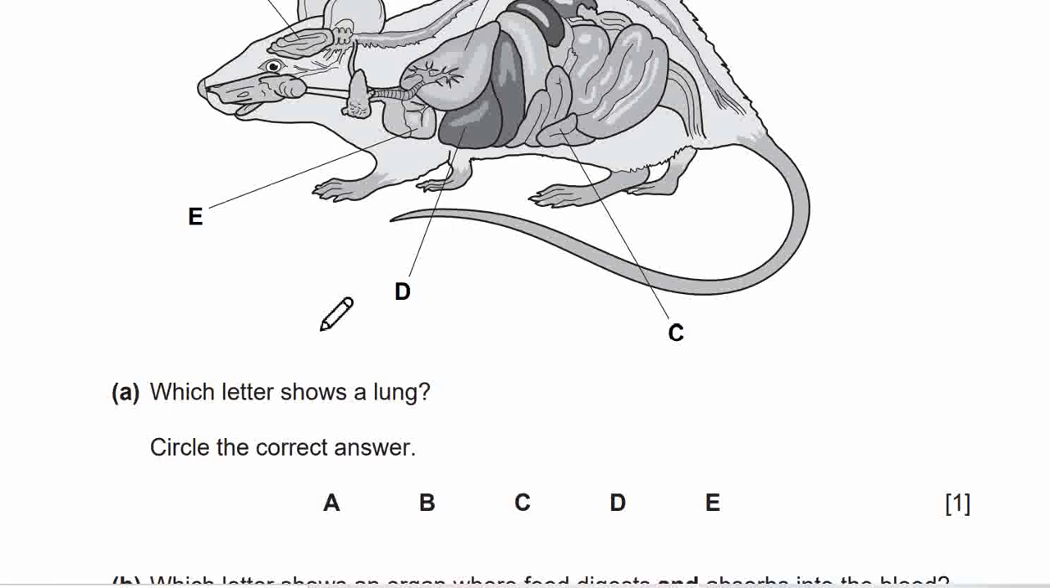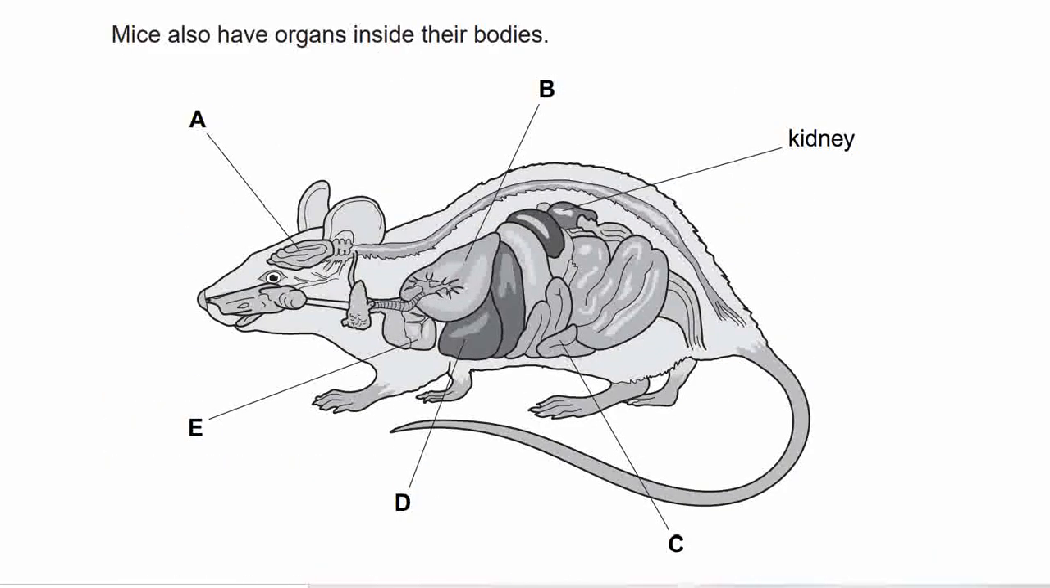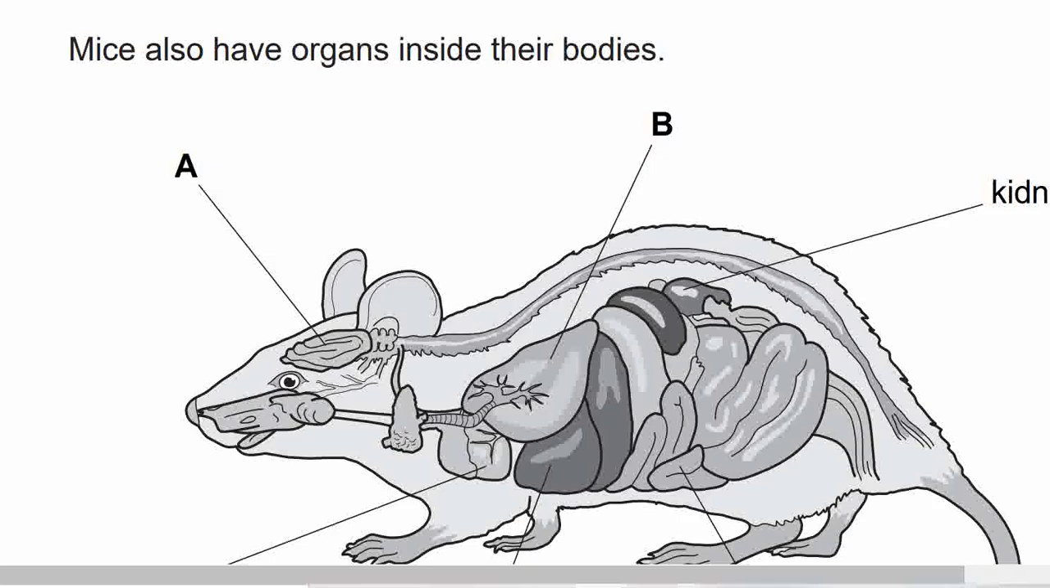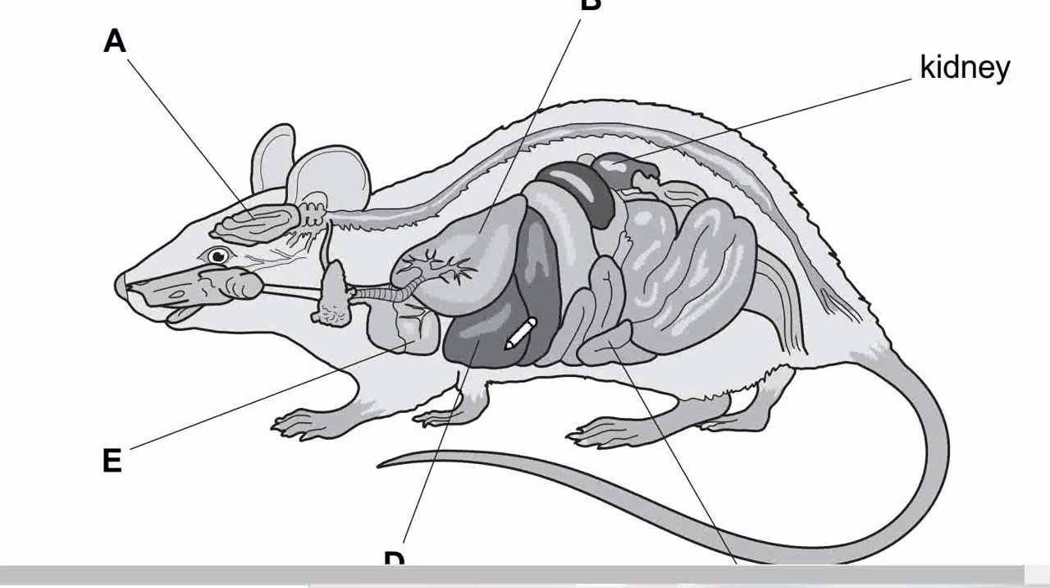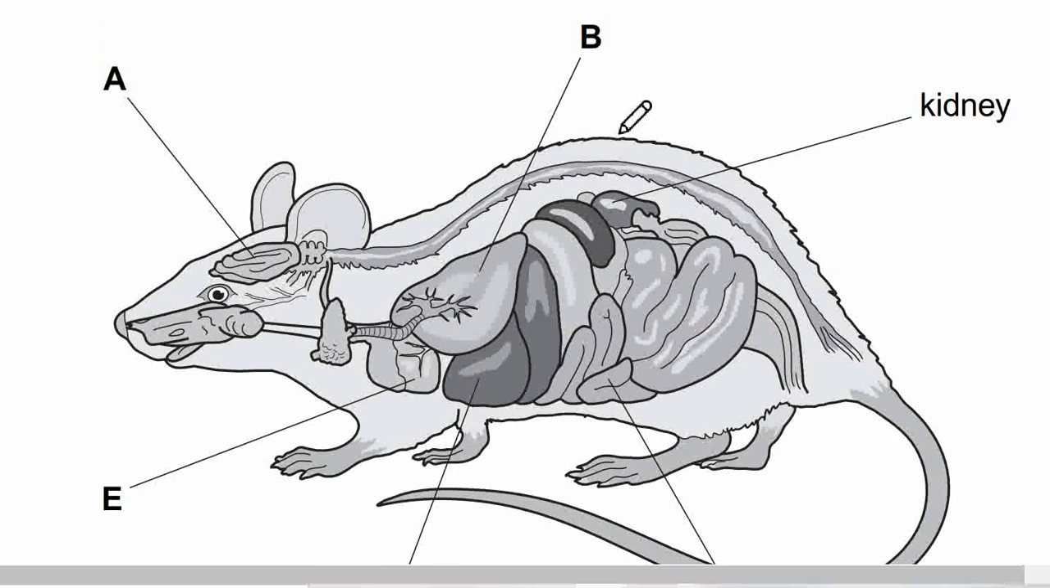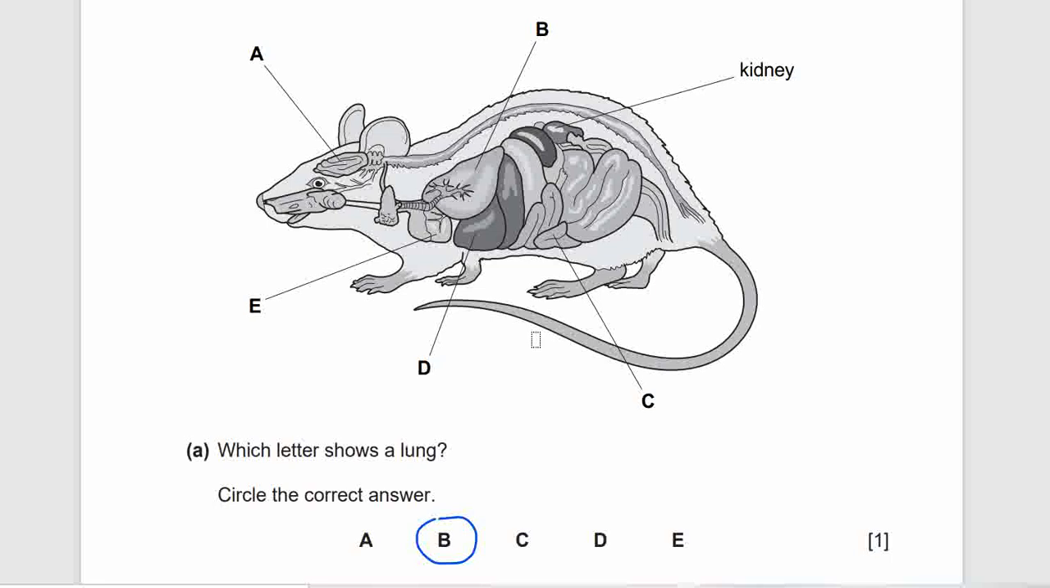Circle the correct answer. If we magnify the pictures, we can see that the lungs are placed after the mouse breathes in air, and it goes to here. It is the windpipe, and this goes to here. So the lungs is B. So the answer for this is B.